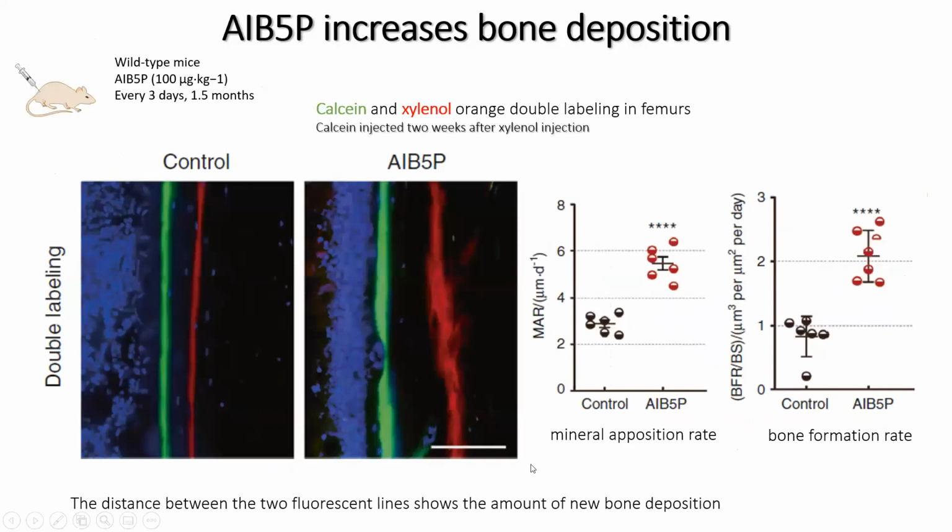This here shows again bone deposition. So the bigger gap between the green and the red line shows an increase in bone deposition. This was after 2 weeks of growth. In the control, there was a smaller distance, whereas when the protein was present, there was more bone deposition. And this is shown graphically by the mineral apposition rate and the bone formation rate, significantly increased when the protein is present.